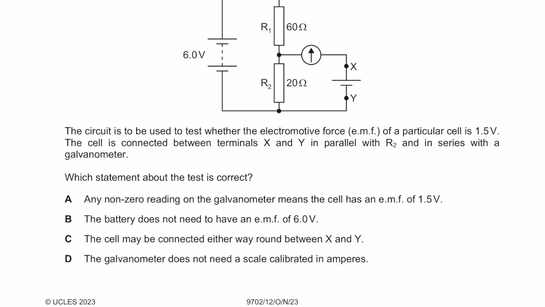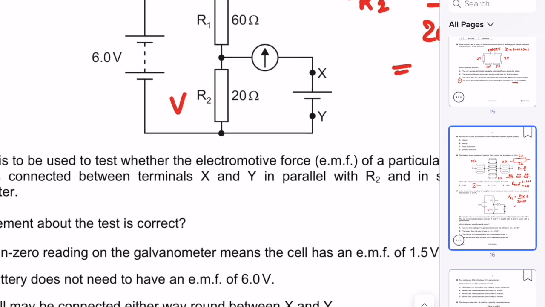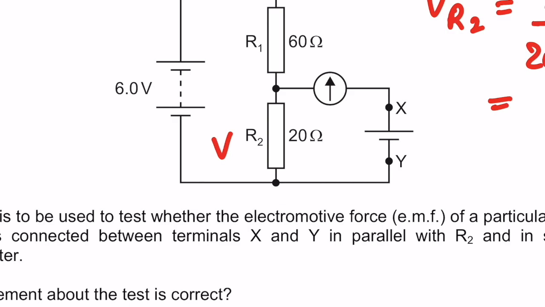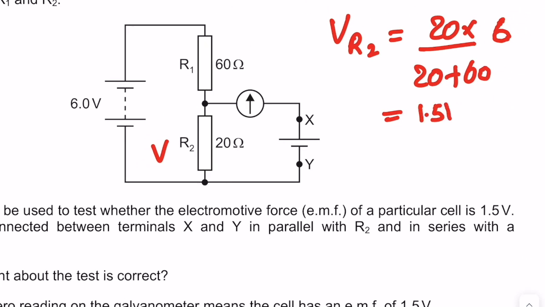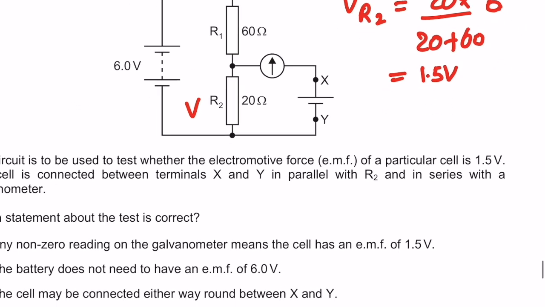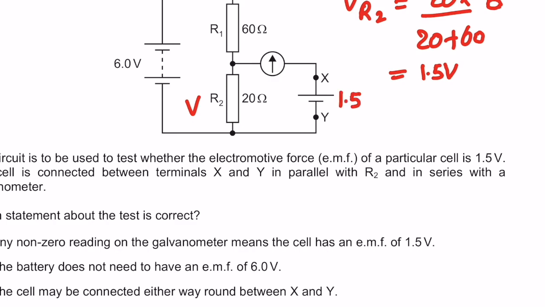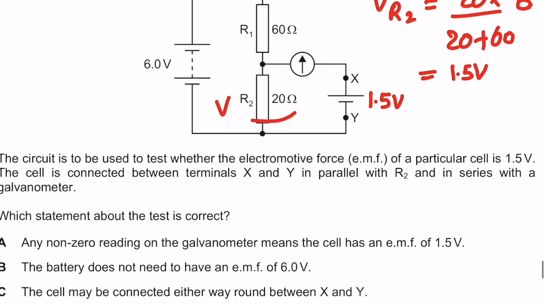Now, I suggest you forget about this cell. Just find how much is the voltage across R2. So voltage across R2 is 20 divided by 20 plus 60 times total voltage EMF, which is 6. If you do the calculation, you will get the answer 1.5 volt, right? So this cell has to be 1.5 volt. So it's very important this stays 20 ohm.